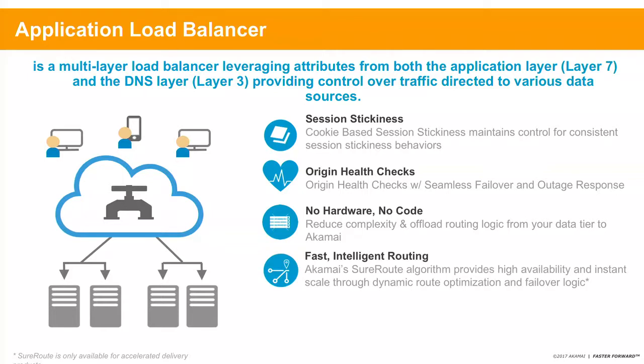The next one is fast, intelligent routing. This is where SureRoute comes into play. With SureRoute in the picture, in conjunction with our CDN, what we're capable of doing is ensuring that an end user that's making a request to your website is always routed to the most optimal data center using the most optimal path. And that path is also always available.